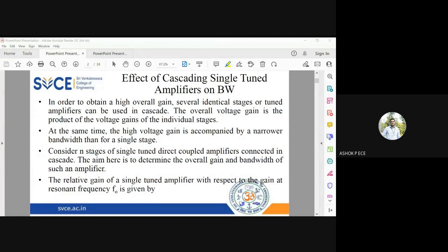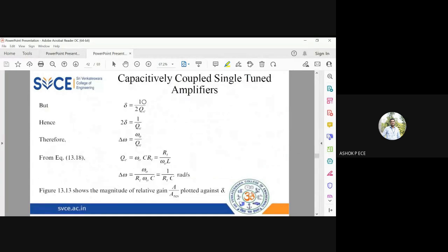We found out V out, and we found out V in. We found out the ratio A is equal to V out by V in. We equated that to 1 by root 2 and found out the bandwidth. So the bandwidth, what we got was this one. I hope you remember the expression. So this is the bandwidth we got.